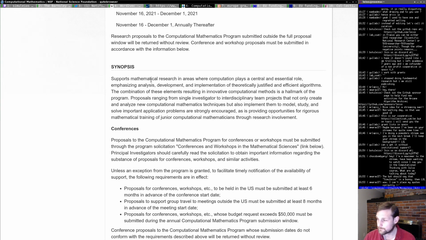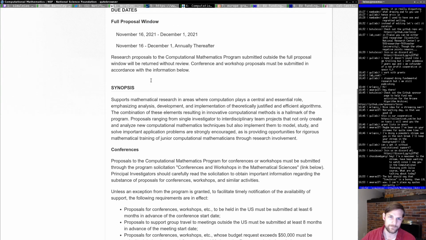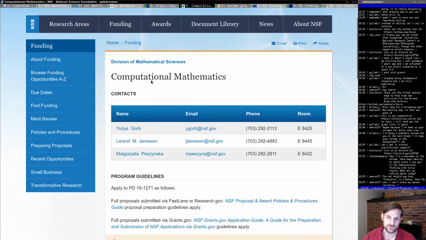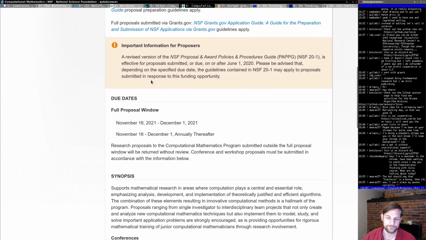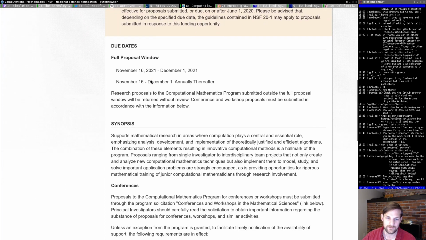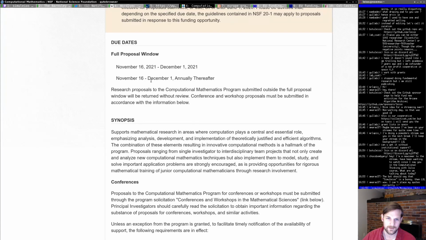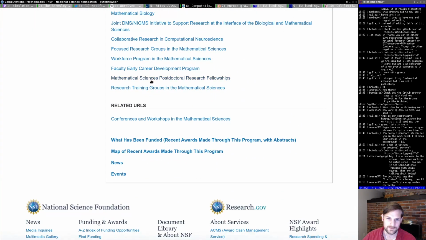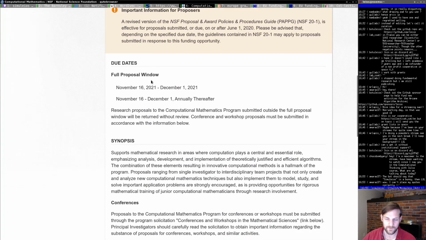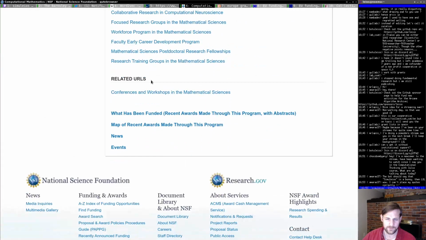I think maybe we could actually apply for some of these. I'm kind of excited to try. Let's see. So the proposal window is from November to December 1st, 2021. And when do you hear back? Maybe we do. So a revised version of the NSF proposal and awards policies. No, I want to see, when do you get information about this? If the proposal window is from November 16th to December 1st, then my question is, what has been funded? This should be pretty good to look at.